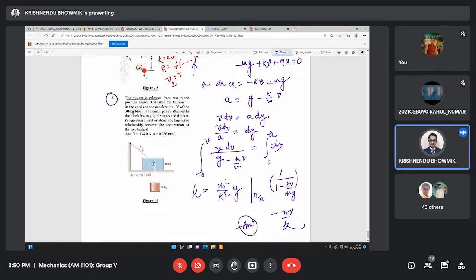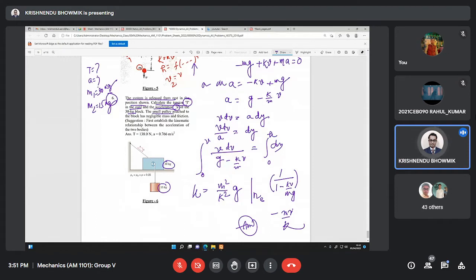One system is released from rest in the position shown here. Calculate the tension T in the cord and the acceleration A of the 30 kg block. This one, M1 is 30 kg. And if you consider this one, this is M2, M2 equal to 15 kg.